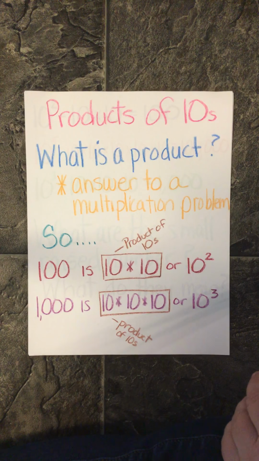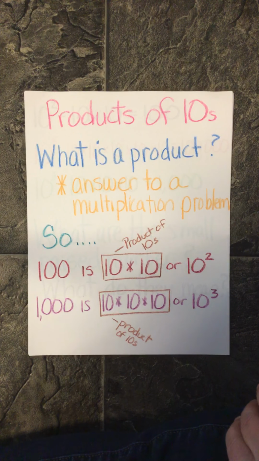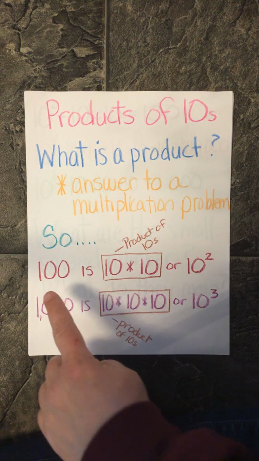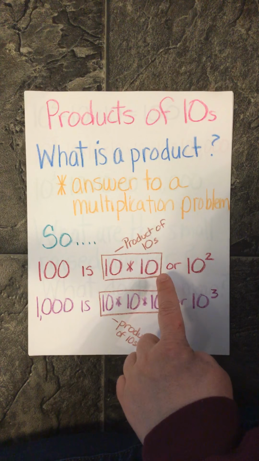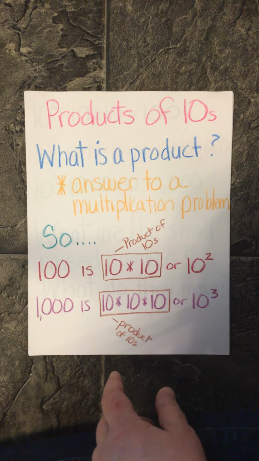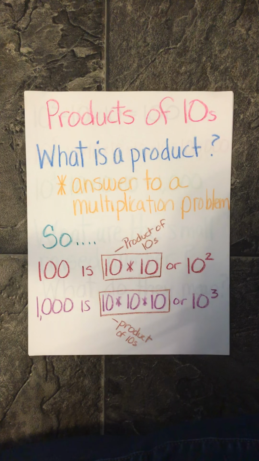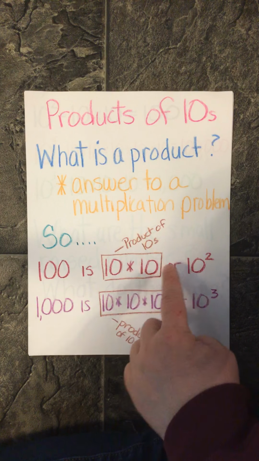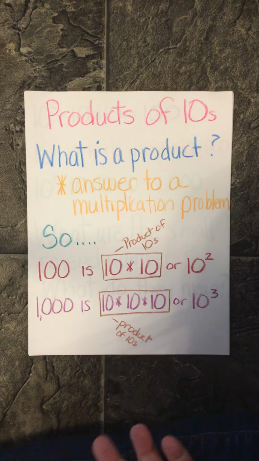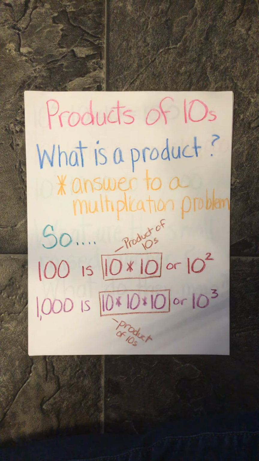Products of tens. The first thing you need to know is what exactly is a product? Well, a product is an answer to a multiplication problem. So when you multiply two numbers together, the answer is a product. So 100 is 10 times 10, or 10 to the second power. 1,000 is 10 times 10 times 10, or 10 to the third power. This in the box is a product of tens. It means I multiplied tens together.